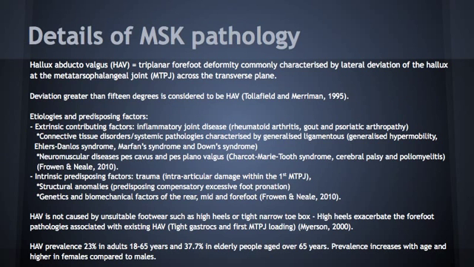HAV is a triplanar forefoot deformity, most commonly characterised by the lateral deviation of the hallux at the MTPJ across the transverse plane. HAV generally leads to the development of a bursa and exostosis at the medial aspect of the first MTPJ. Abduction of the hallux is normal in forefoot mobility, however deviation greater than 15 degrees is considered to be HAV. There are various etiologies and predisposing factors which lead to the development of HAV.